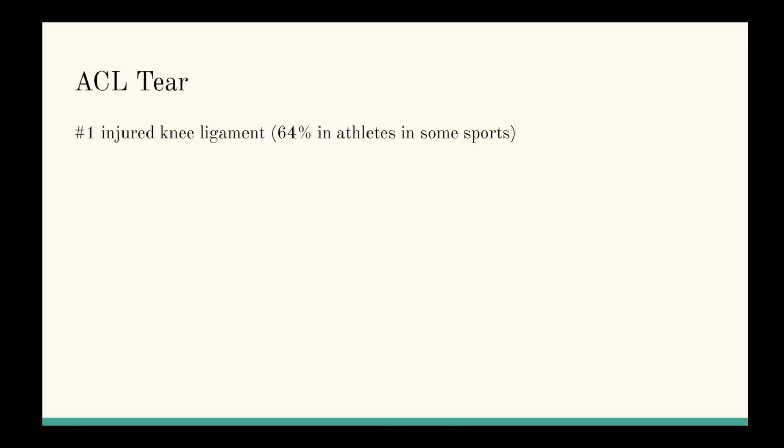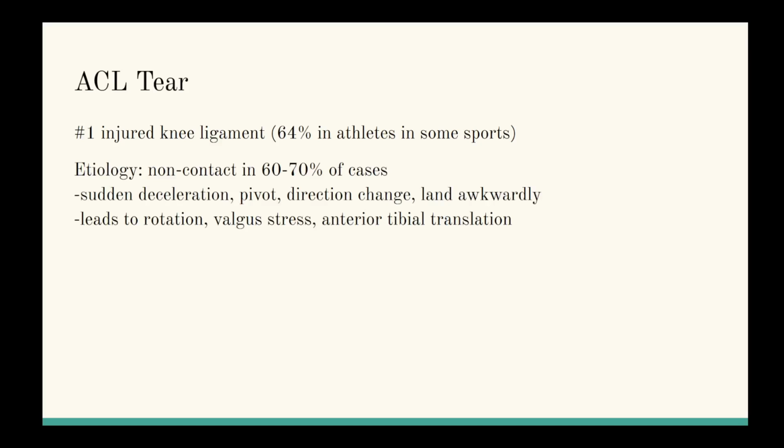Let's talk about ACL tears. This is the number one injured knee ligament, up to 2/3 of knee injuries in certain sports. It's generally a non-contact injury, meaning nobody actually touches the athlete. It happens from a sudden deceleration, pivot, change in direction, or awkward landing. And then inside the joint, you have rotation, valgus stress, and anterior tibial translation relative to the femur.